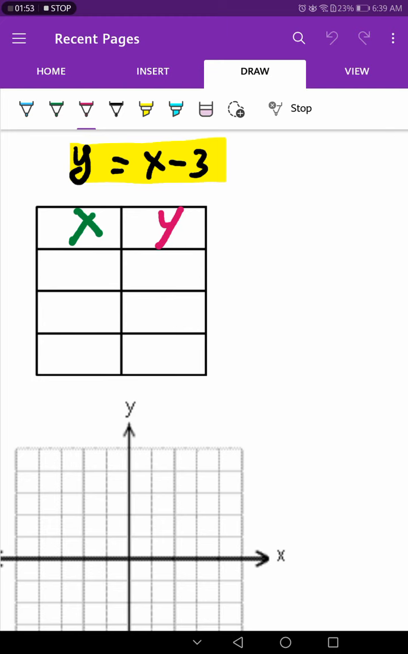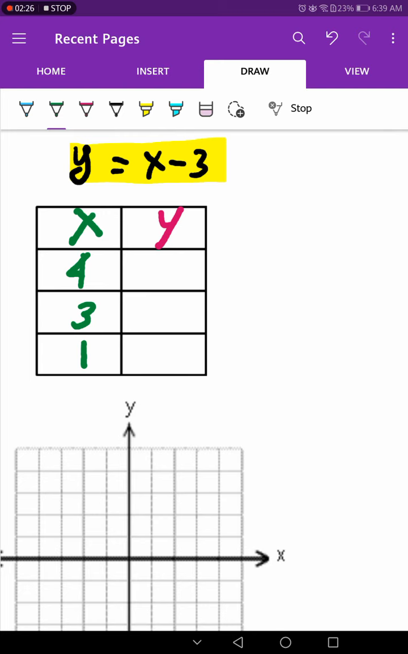I will select 4 for x. The first value of x is 4. Then 3, and I will select 1. I select the 4 and the 3 to get positive values for y.